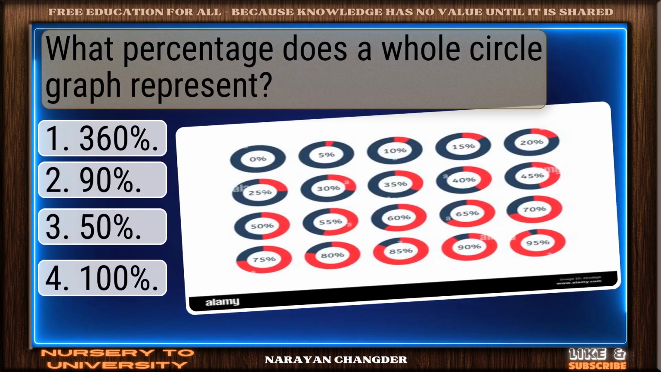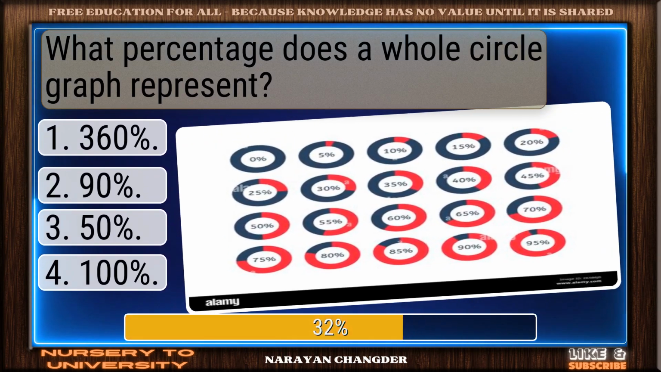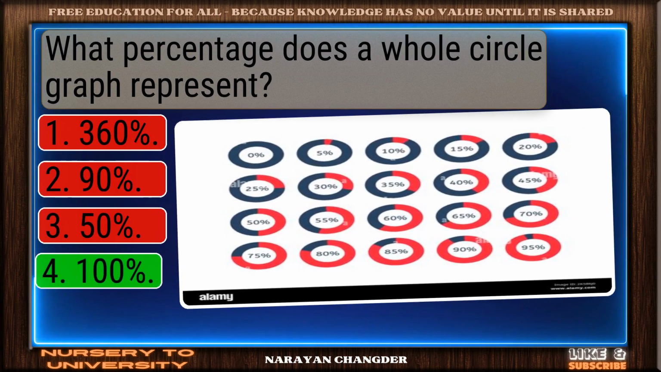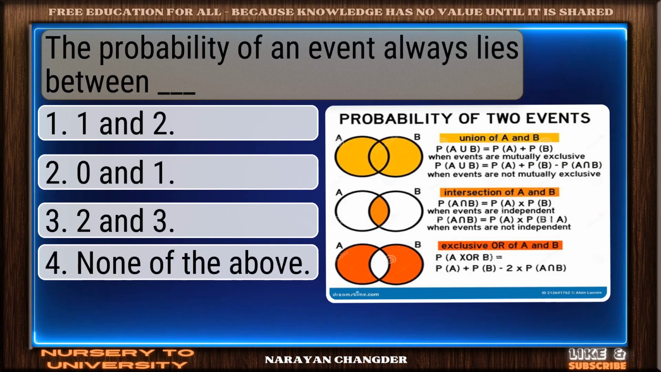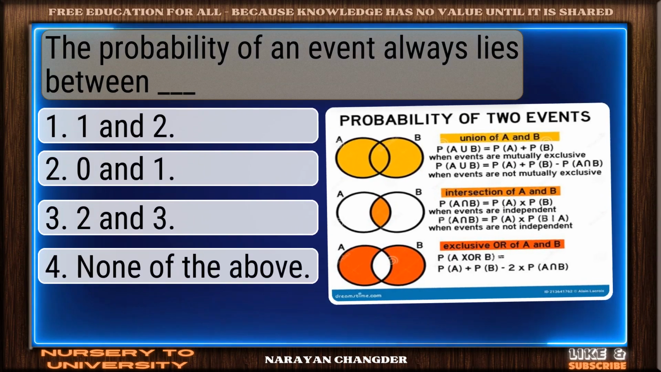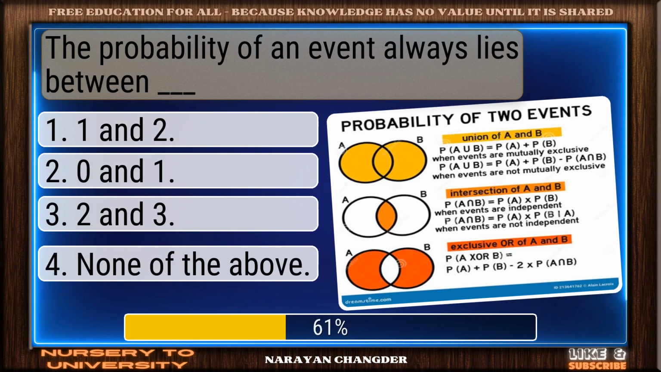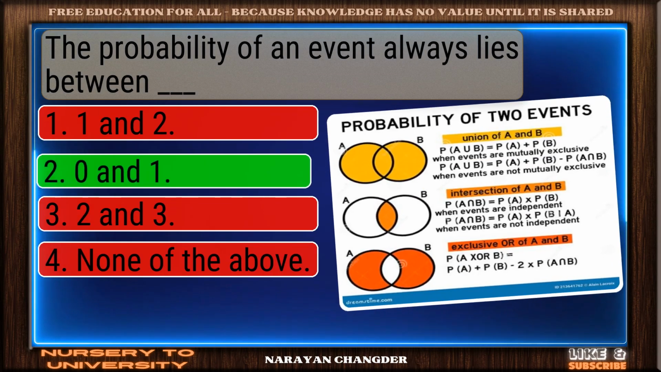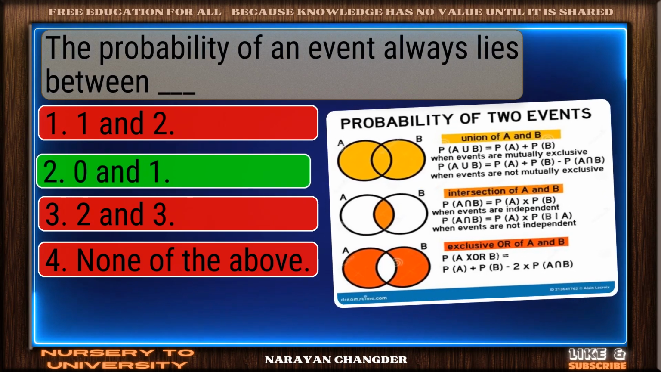Question number 160. What percentage does a whole circle graph represent? You chose 100%, and it is correct. Question number 161. The probability of an event always lies between dash. Clear logic. Your choice 0 and 1 is sound and 100% true.